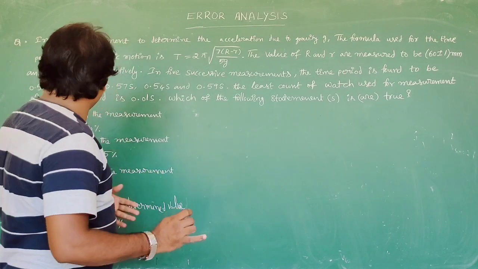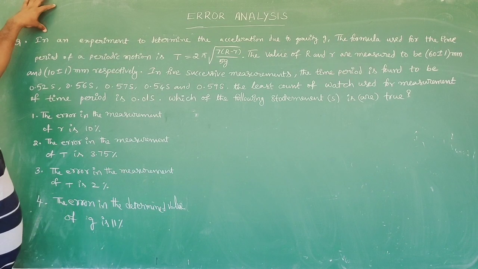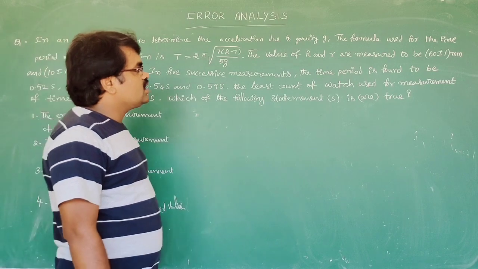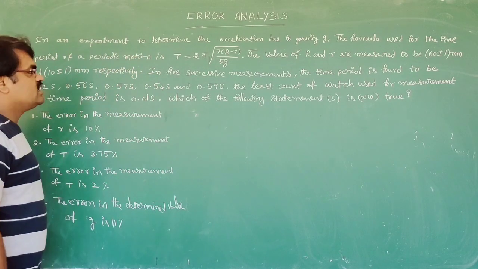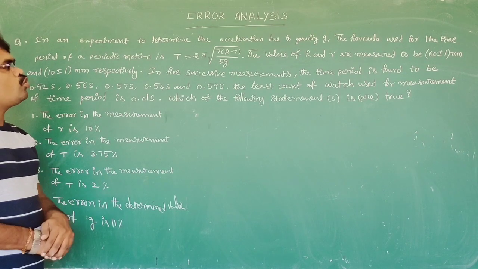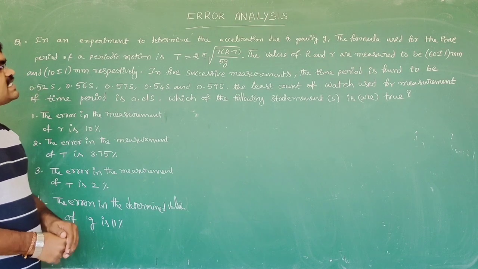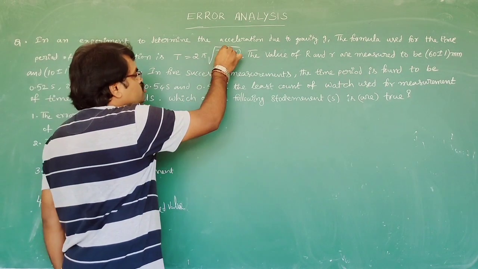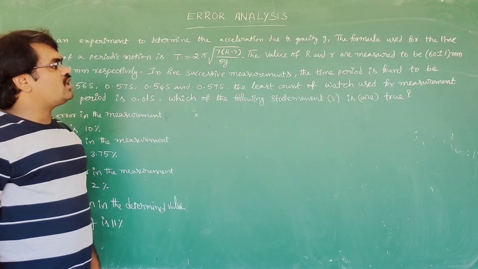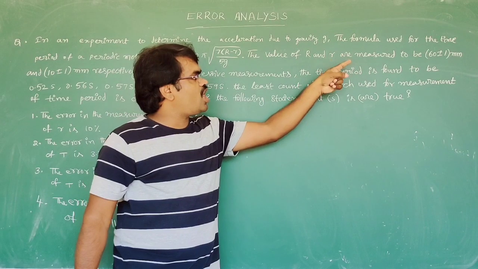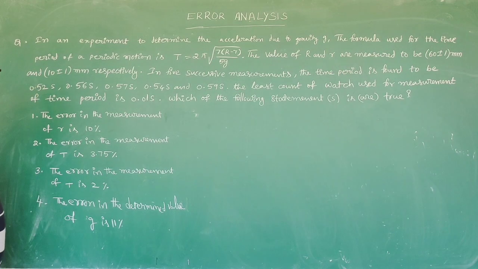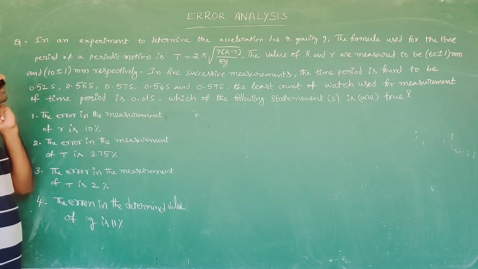Now going to another problem. In an experiment to determine the acceleration due to gravity g, the formula used for the time period of a periodic motion is T equal to 2 pi root of 7 into (R minus r) by 5g. The values of capital R and small r are measured to be 60 plus or minus 1 mm and 10 plus or minus 1 mm respectively.